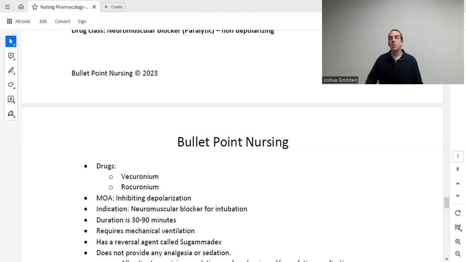What do we use it for? We use it when we want to paralyze someone. For example, if we want to paralyze them to intubate them, to put an ET tube down their throat, that would be an example. Sometimes we may use this in the OR. Sometimes we may use this for a patient who's in status epilepticus, who we cannot control. It's refractory to any other treatment. Sometimes we use this as well. So there's a few different uses for it.